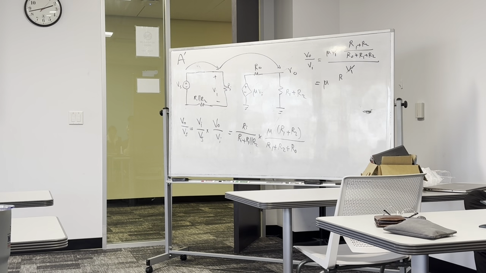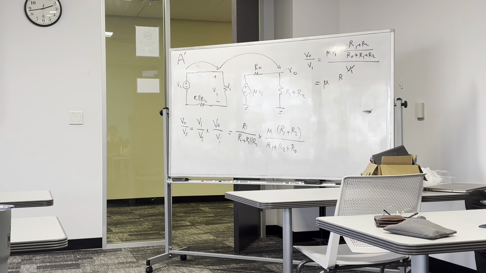Which is this one? Ri, R1 plus R2, Ri plus R1 parallel to R2 times Ro plus R1 plus R. Okay. Now, someone might claim that this is not the same as what we got here.